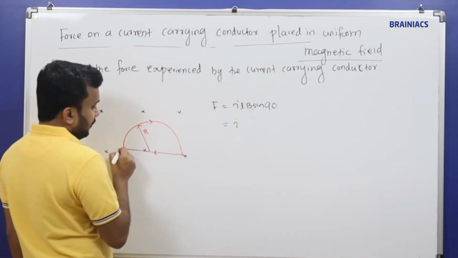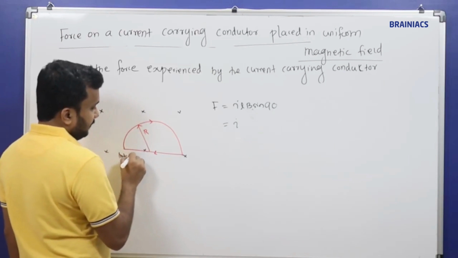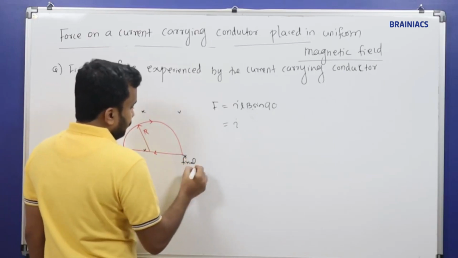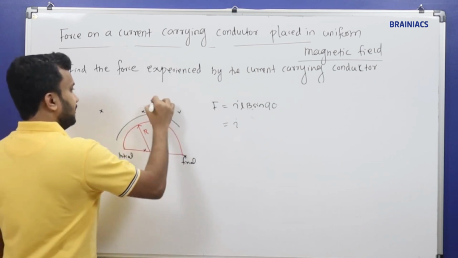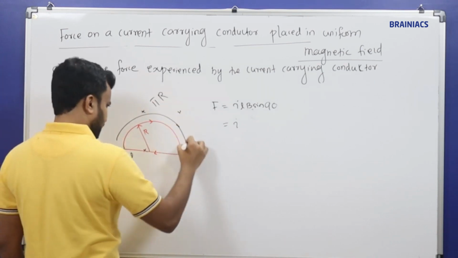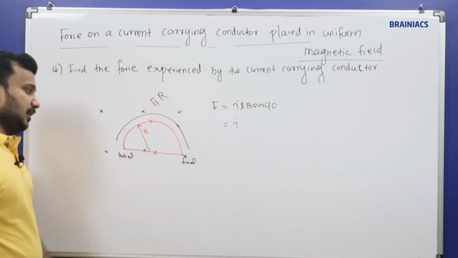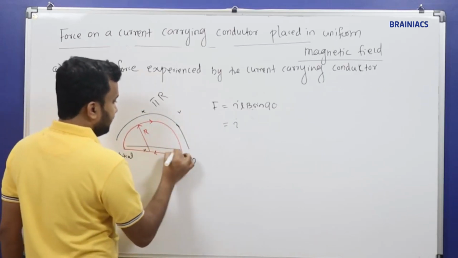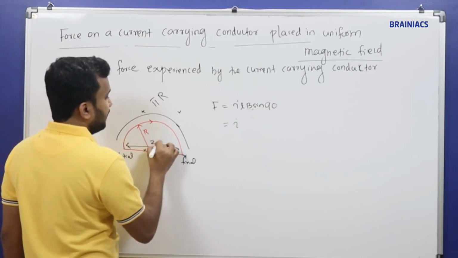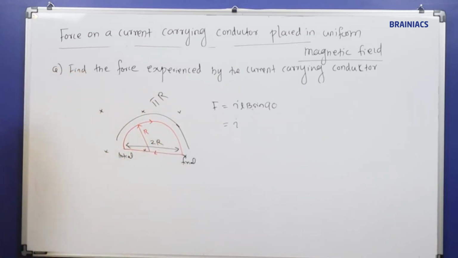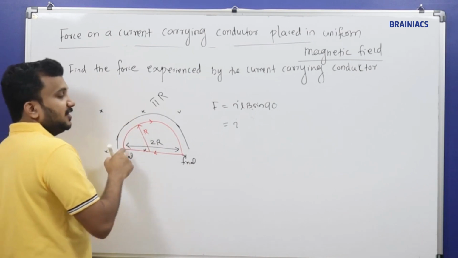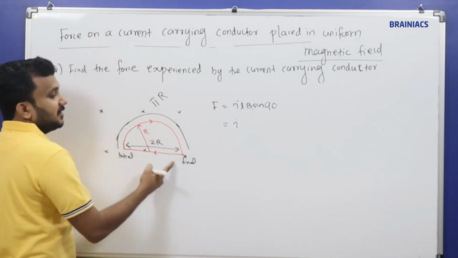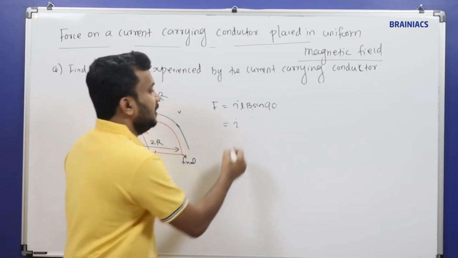You can see this is a starting point, this is a final point. So final point minus initial point. If you take this distance, it will be half of the circumference, pi r. But if you take this distance, R plus R, 2R will come. The above one is not displacement, the above one is called distance. This one is the shortest distance between the starting point and the final point.